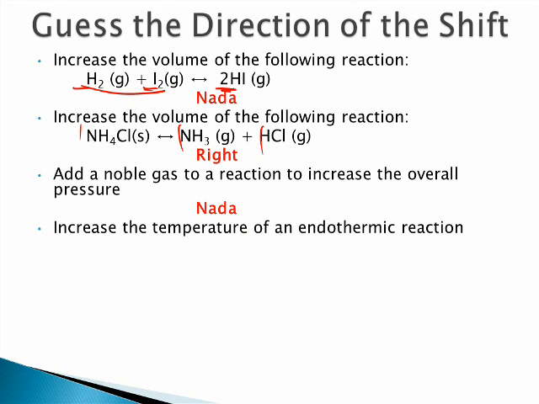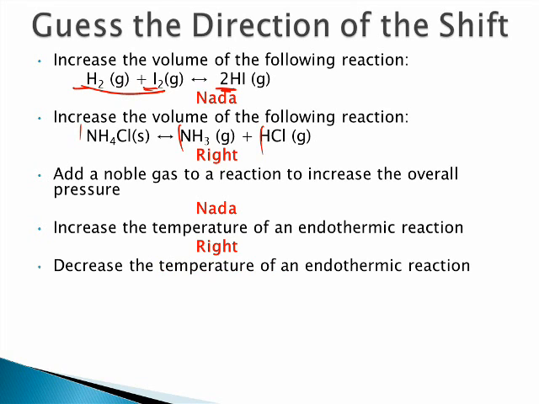Increase the temperature of an endothermic reaction. Okay, if we increase the temperature of the endothermic reaction, we're adding heat. So it goes to the right, since we have to put more energy into that reaction, and we're going to get more energy out of it.